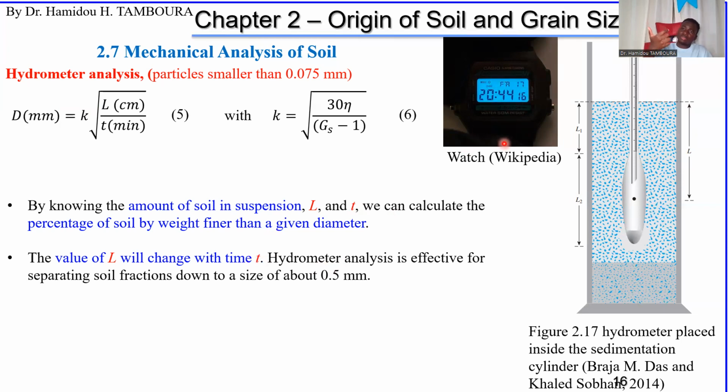Once you start this test, you start the chronometer at the same time, checking the time. And now, how can we get the L, the value of L? Because if we have T and we have L, remember the K we had in the table.